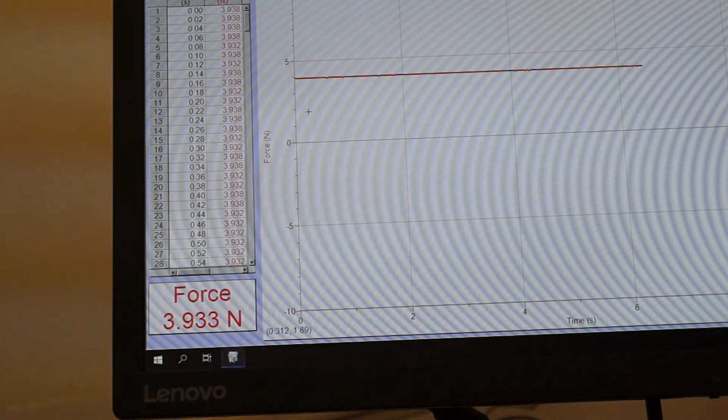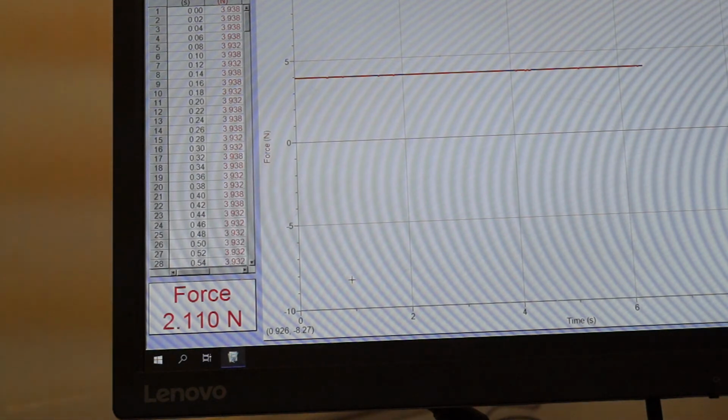So we see a graph here again with the constant force, and the amount is 3.93 Newton. On top of that 400 gram, I'm going to add 200 gram again. So that makes it 600 gram.